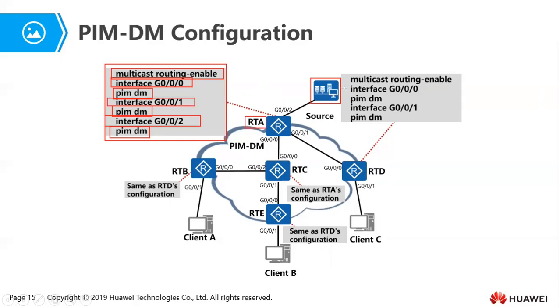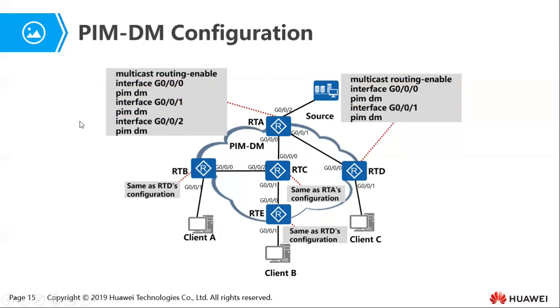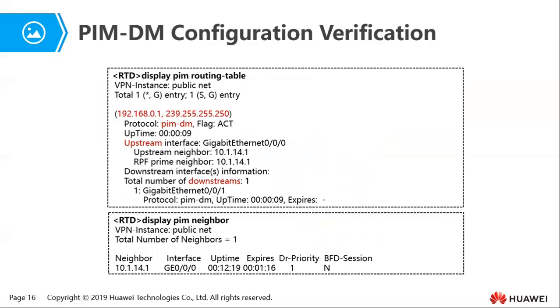Okay, so let's look at this one here. And just the same thing again. So you enable multicast, then you go to every interface that is forwarding multicast packets, G0/0/0, G0/0/1, and you specify the PIM mode as PIM-DM. And generally, you're just going to repeat the same process in all the other routers to enable them to exchange data using PIM-DM. So you can always use the display command, display pim routing-table.